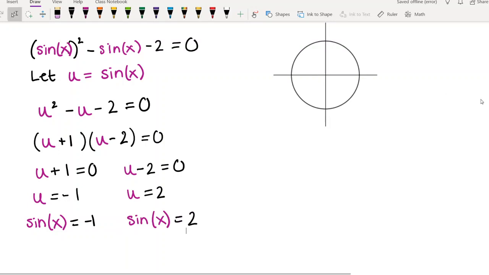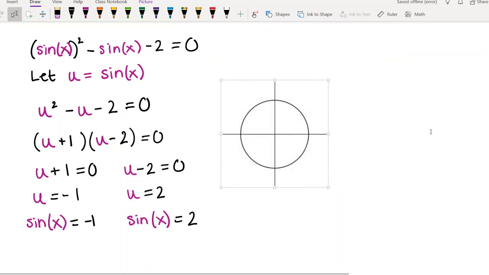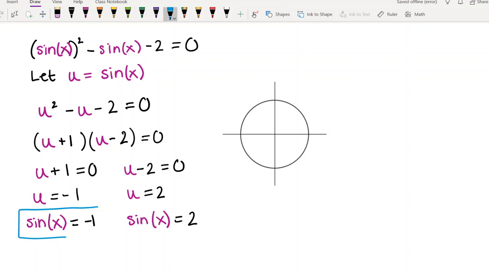And we're looking for solutions specifically between 0 and 2 pi. So let's start with sine of x is equal to negative 1. So that means that we're looking for angles between 0 and 2 pi with a y-coordinate of negative 1. So the only angle that's actually going to happen at is an angle of 3 pi over 2. So because we're only looking for answers between 0 and 2 pi, our only answer coming from that part is 3 pi over 2.